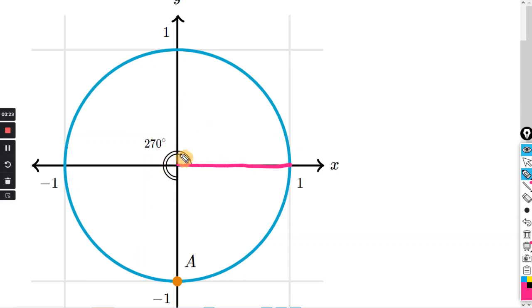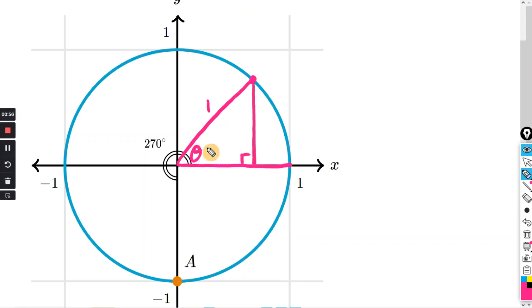So when you draw an angle inside the unit circle, you want to remember that the radius of the unit circle is 1, and there's going to be a point that lands on the circle. The angle made with the positive x-axis and the radius is going to be the angle theta. And we can construct a right triangle right here.